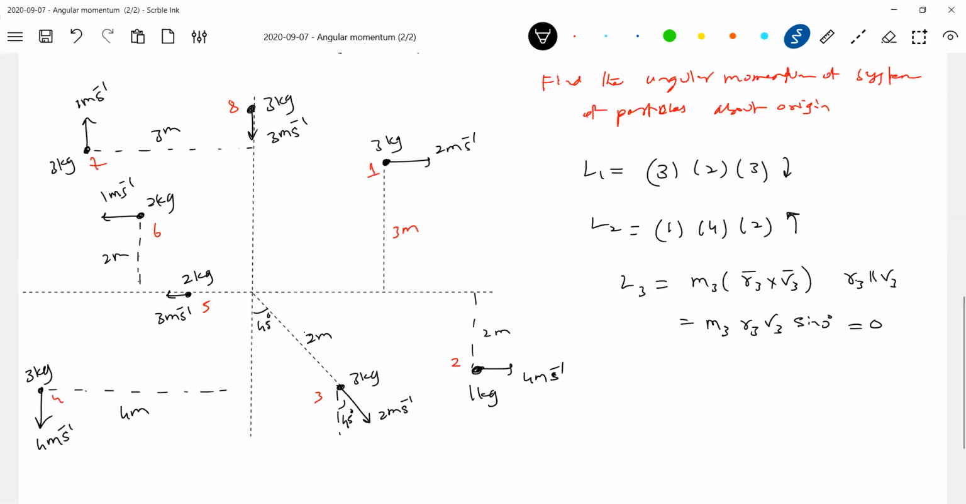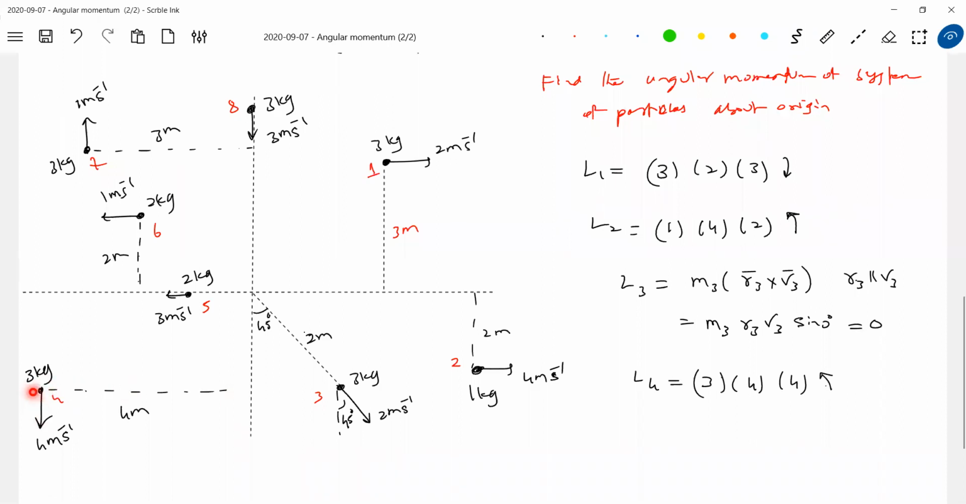Particle 4. Mass of particle 4 is 3 kg. Velocity is 4. What about the perpendicular distance? It will be 4 meter. What is the sense? It will be anti-clockwise. So now how can you say clockwise or anti-clockwise? How do I say? So look at this. This is R bar. This is V bar.